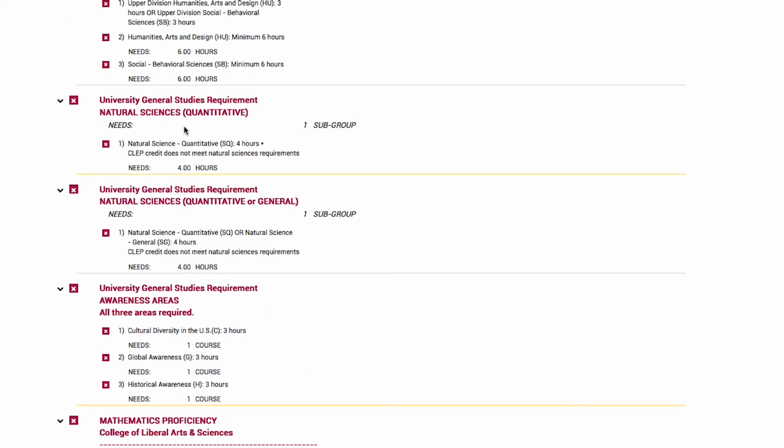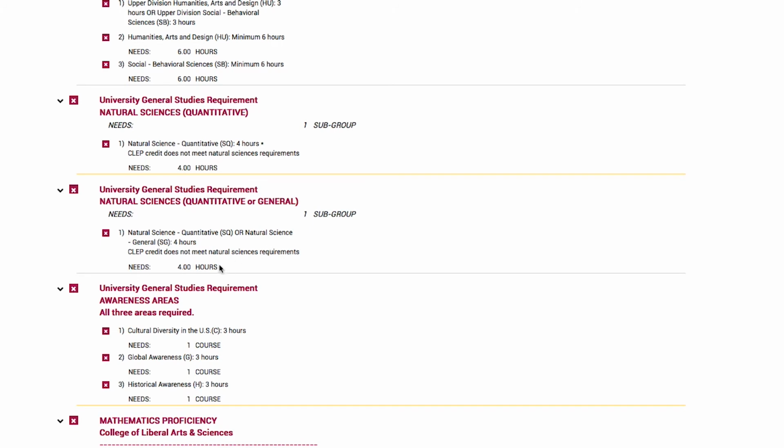The fifth and final core area is natural sciences. Now this can be quantitative or it can be general, otherwise designated as the codes SQ or SG. This core area helps you appreciate the scope and limitations of science and its contributions to society. The core area is given 2 classifications, quantitative or general.